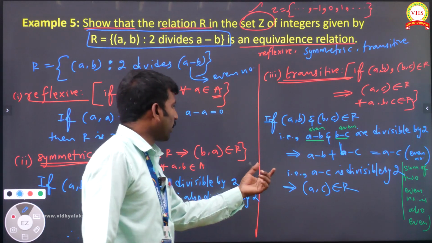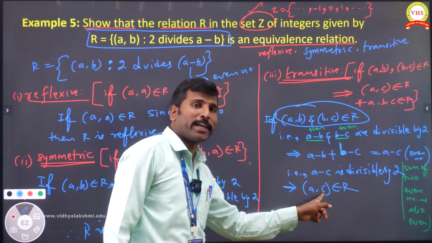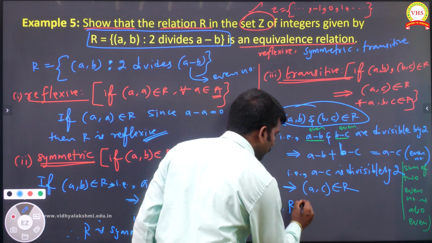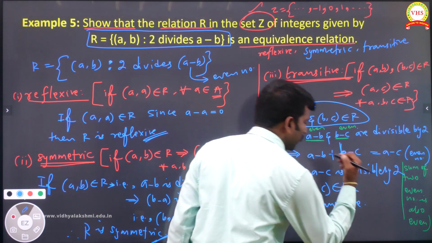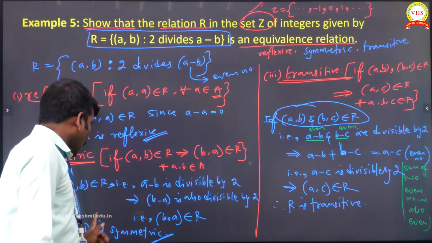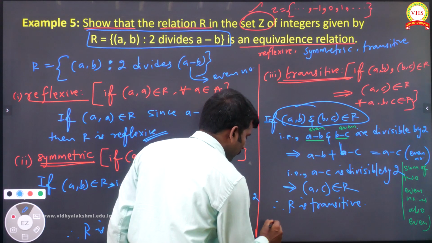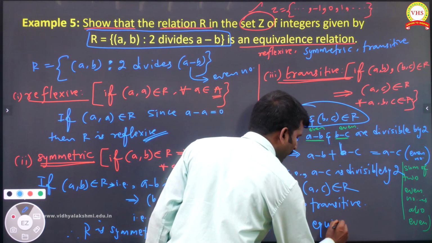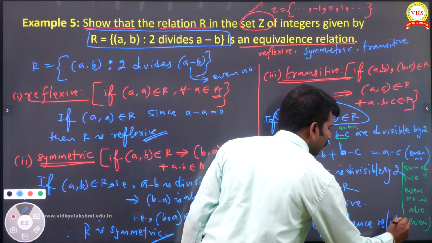See, as per the formula we got it. First two, I assumed them in R. In the output I got A, C also belongs to R. Therefore, you can say R is transitive. So it is satisfied that R is reflexive, R is symmetric, R is transitive. Therefore, you can say R is an equivalence relation.